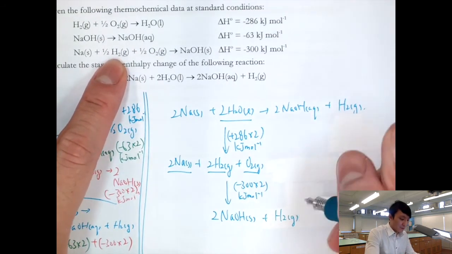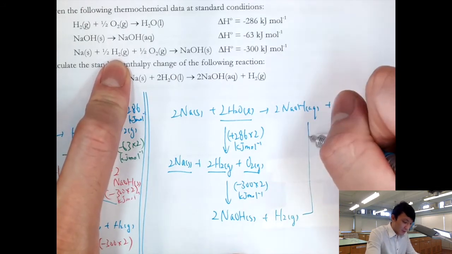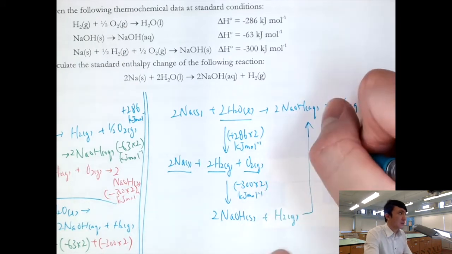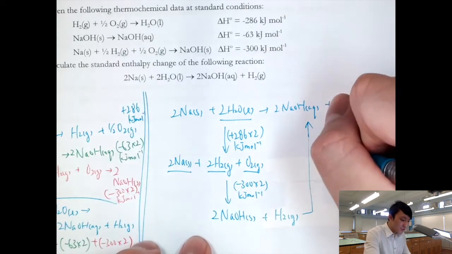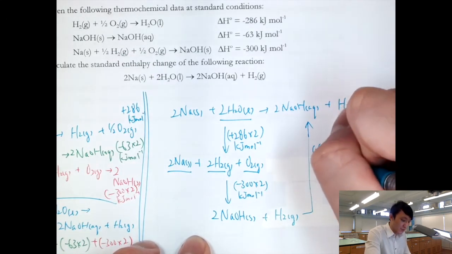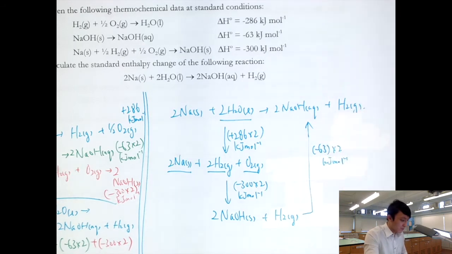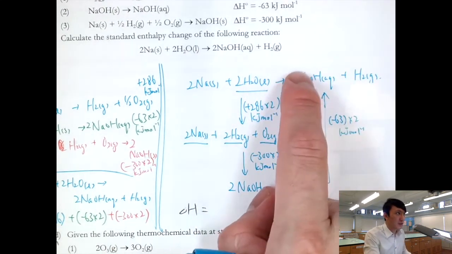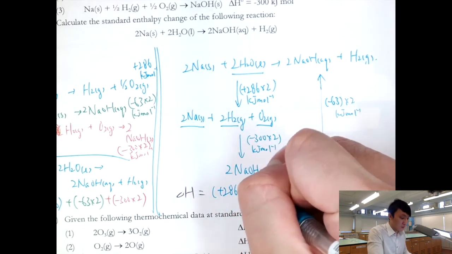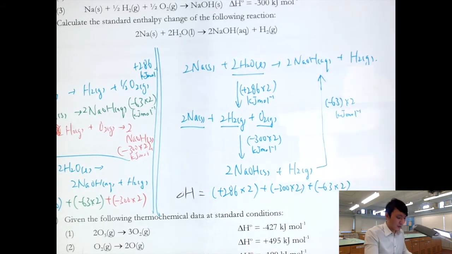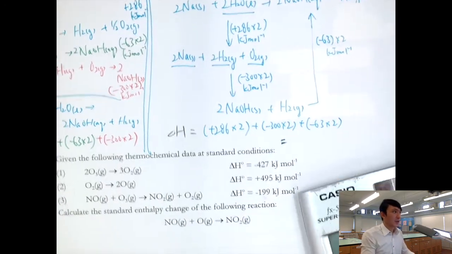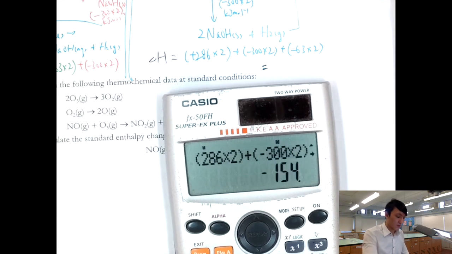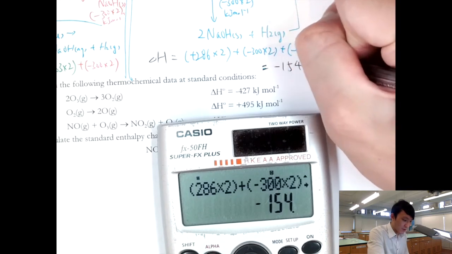And lastly, from here to here, okay, solid sodium hydroxide become aqueous sodium hydroxide. So you can simply do following the second equation. So it is negative 63 multiplied by 2 kilojoule per mole. Okay? Delta H here equals 2. You can have this one as the starting point, this one as the end point. So delta H is this one. So basically having these 3 terms added together, you have, which is equal to, so it is negative 154 kilojoule per mole.